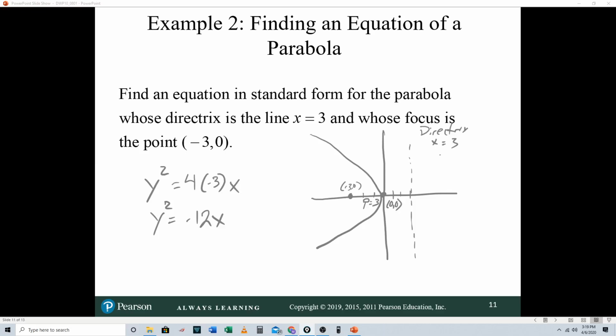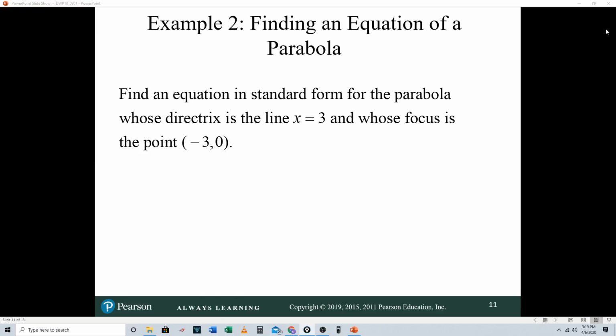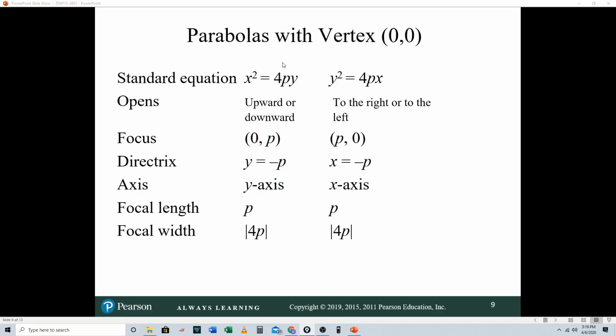Okay. Let's look at what you need to write down to make sure you have this information. This right here is your standard form. If it opens up or down, we're using this form. Left or right, we're using this form, where the vertex is at (0, 0). So make sure you have that written down. We'll need some of this later.